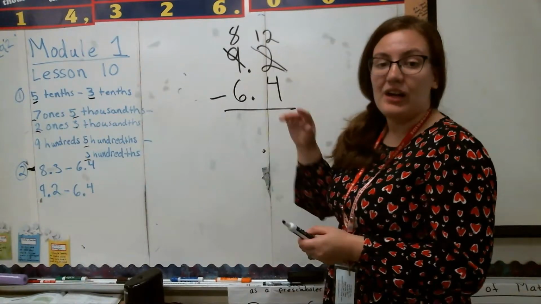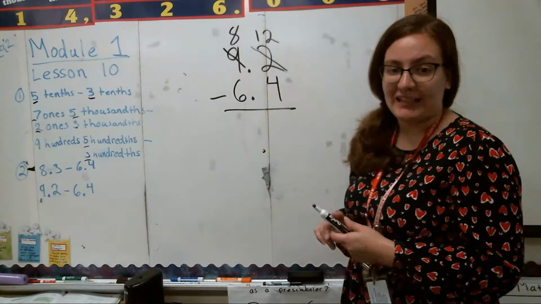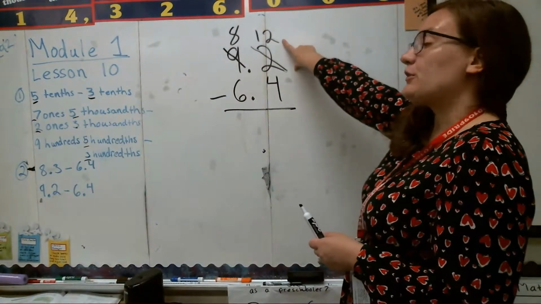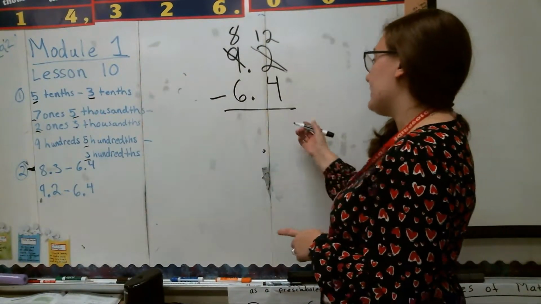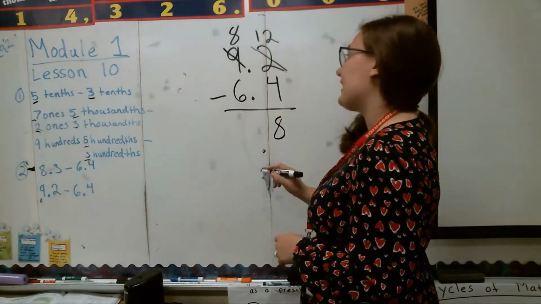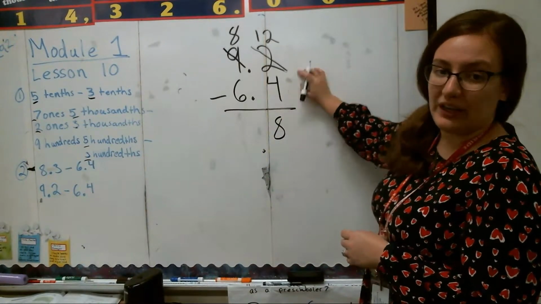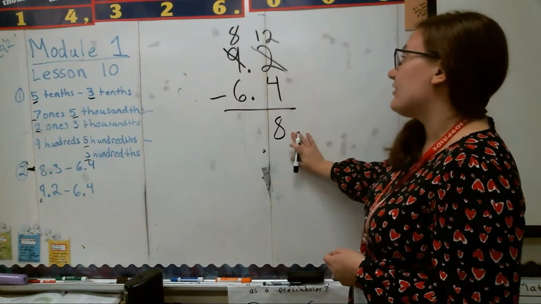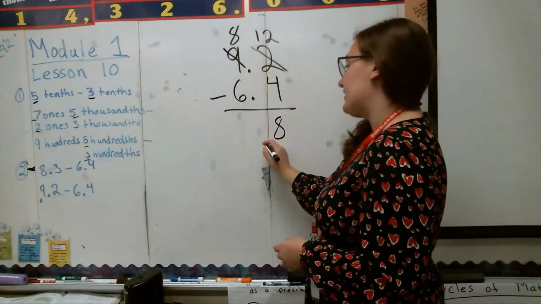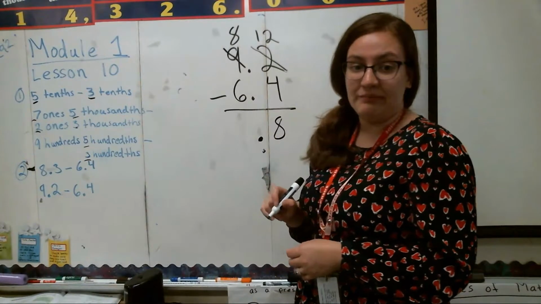All right, now we can finally go ahead and subtract in my tenths place. So I have 12 tenths minus 4 tenths. 12 minus 4 is going to leave me with 8. I could also think of it as 4 plus what equals 12, and that can help me. That's another way to help myself out. So I'm left with 8 tenths. Make sure that my decimal comes down.